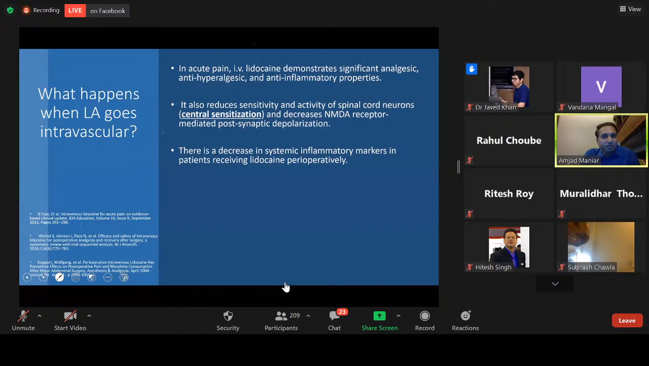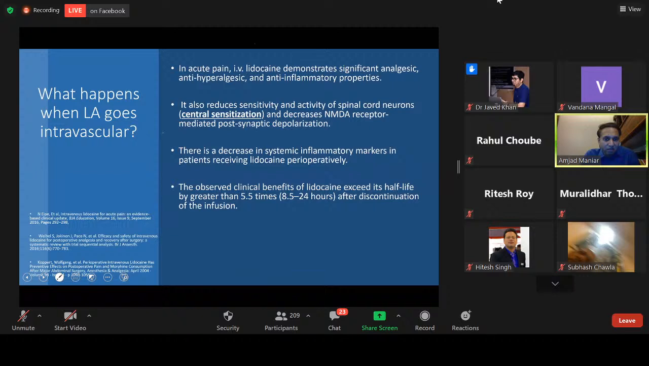So if you stop a local anesthetic like lignocaine going intravenously, you might see the clinical benefits in some studies up to 24 hours. In some of the studies, it can go up to 72 hours. In fact, one of the studies said that the peak effects of analgesia caused by IV lignocaine may be seen as late as 36 hours post-surgery.